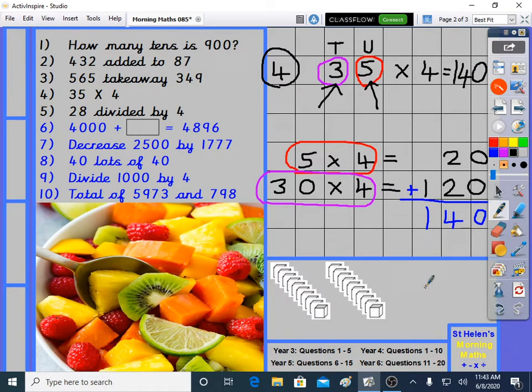Okay, that's one way of doing question 4. I'm going to do it in another way now. Another way of setting this up. There's lots of different ways of doing something.